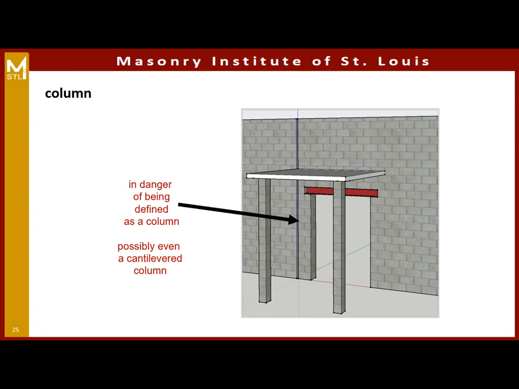Now, if we have a steel lintel on that opening, we're very close to our control joint there. We are about to cut that off from the wall above, so we may be defined as a column at that point and then trigger all the code provisions that go along with that, and possibly even a cantilevered column. So just some of the things we like to talk about are lintels. We like masonry rather than steel lintels, and then control joint placement we need to pay attention to as well.